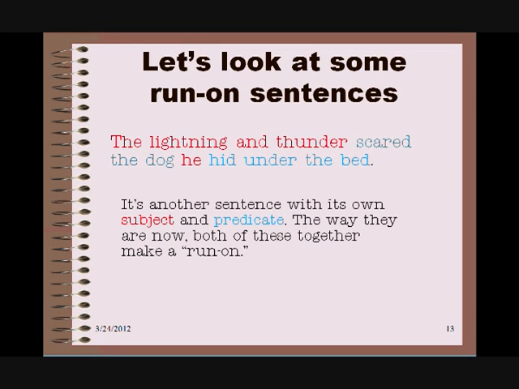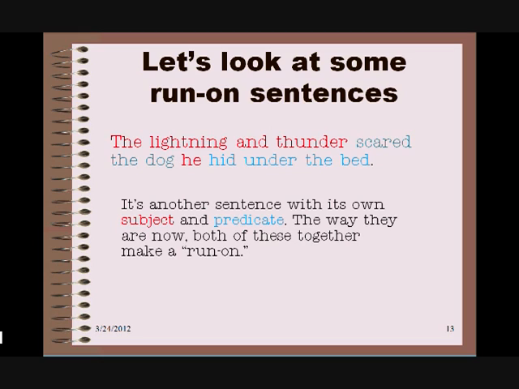And because we've put two of those together, this whole thing here is a run-on. So to break that down and show you why it's a run-on here, the lightning and thunder is the subject of one sentence, and scared the dog is the predicate of that sentence, and then in this other sentence, he is the subject and hid under the bed is the predicate.